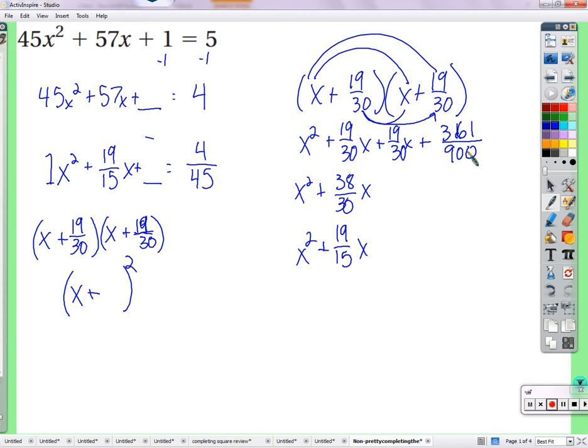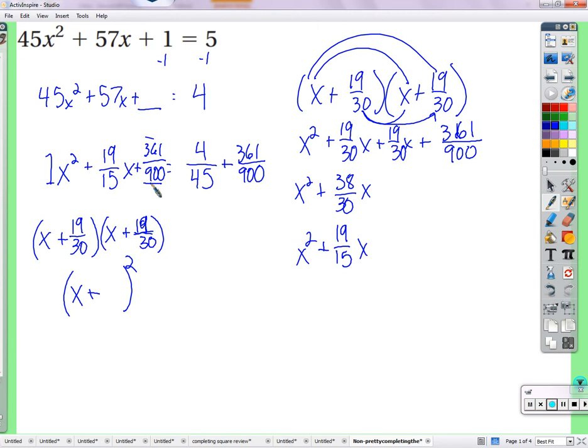Alright? So if this is to be equivalent to the step before it, which always needs to be the case, whenever we work with an equation, every step needs to be equivalent to the step above it. So we need to do the same to both sides and keep everything the same. So on this side, we need to add 361/900 to both sides, right? We have to add it to both sides because this is new. This is additional to the original equation.